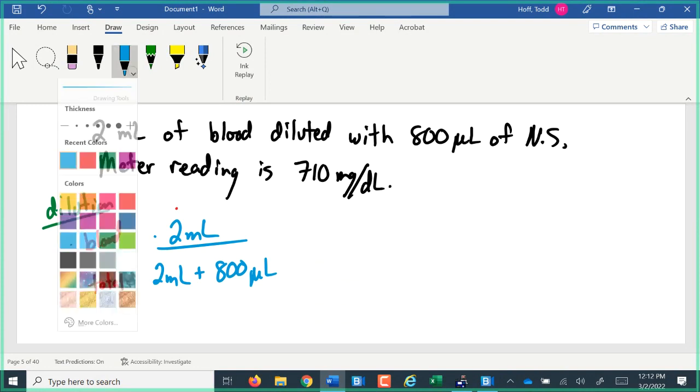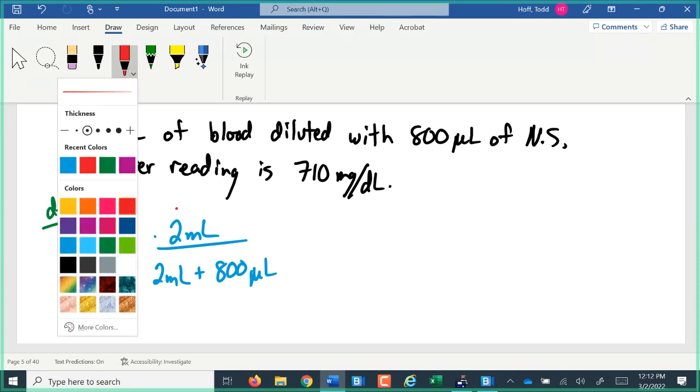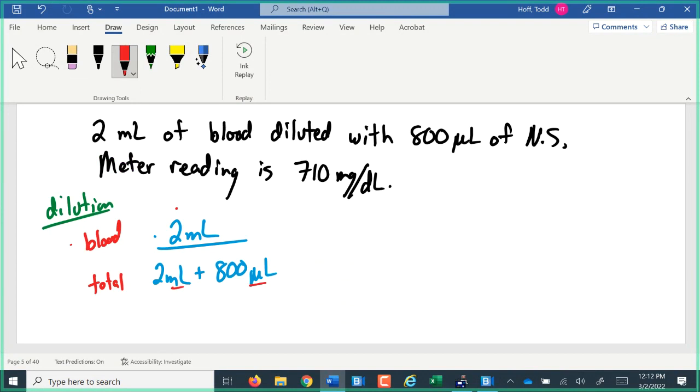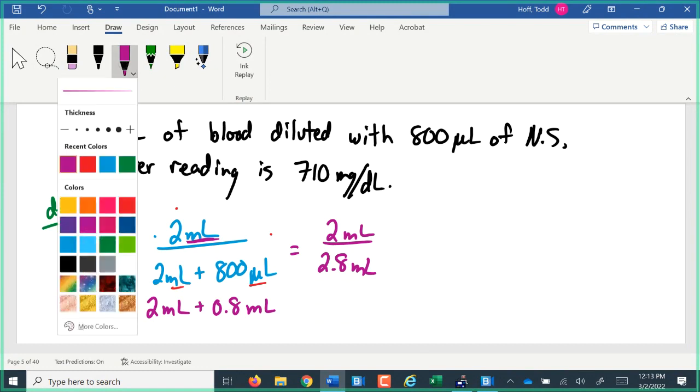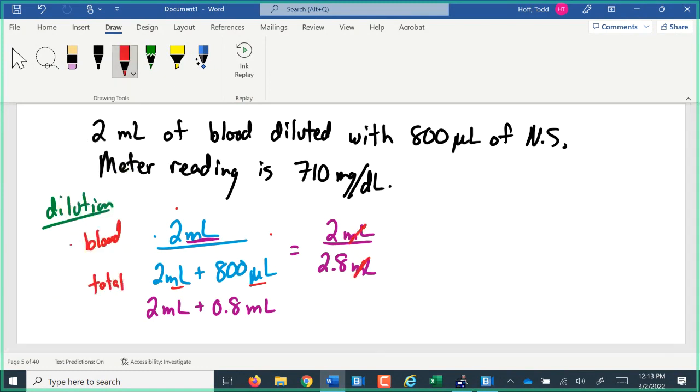Now that cannot be combined, different units, milliliters and microliters. So I'm going to have to do a little bit of an adjustment here. Now since the blood on top is already in milliliters, I want to keep everything in milliliters so that unit will cancel out. So I'm going to keep the blood as 2 milliliters. I'm going to change the 800 microliters into 0.8 milliliters. Now this is 2 milliliters over 2 plus 0.8, which is 2.8 milliliters. Now our milliliters cancel out.